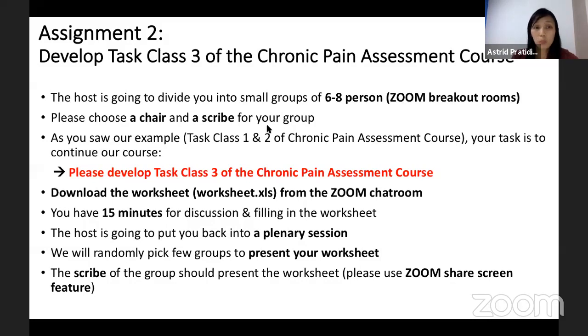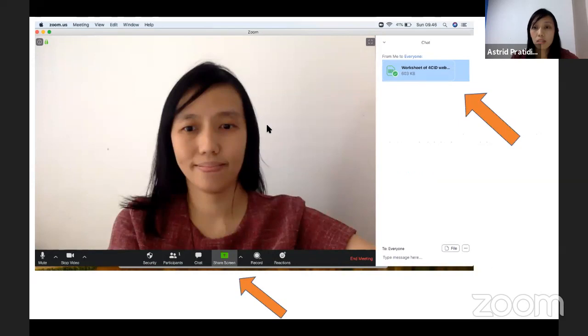When you enter the Zoom breakout, in the top of your screen, you will see a group number. So please remember your group number, because later on we will call you. And then the scribe of the group should present the worksheet. Please use Zoom share screen feature. And if you are not familiar with Zoom, this is a very brief way. So worksheet for CID website is in the chat room. You can download it from here. And later on in the plenary session, you can see the share screen here. You just click the share screen and then you can click the Excel file.